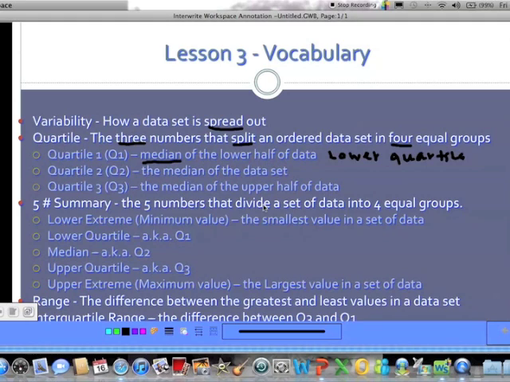And remember, you learned previously in Lesson 2 that median is that middle number. Quartile 2 is also considered the median, so the median of the entire data set. So this is the median, the middle of all of the numbers. This dealt with the lower half, now we're talking about all the numbers. And then Q3, or the upper quartile, is the median of the upper half of the data.